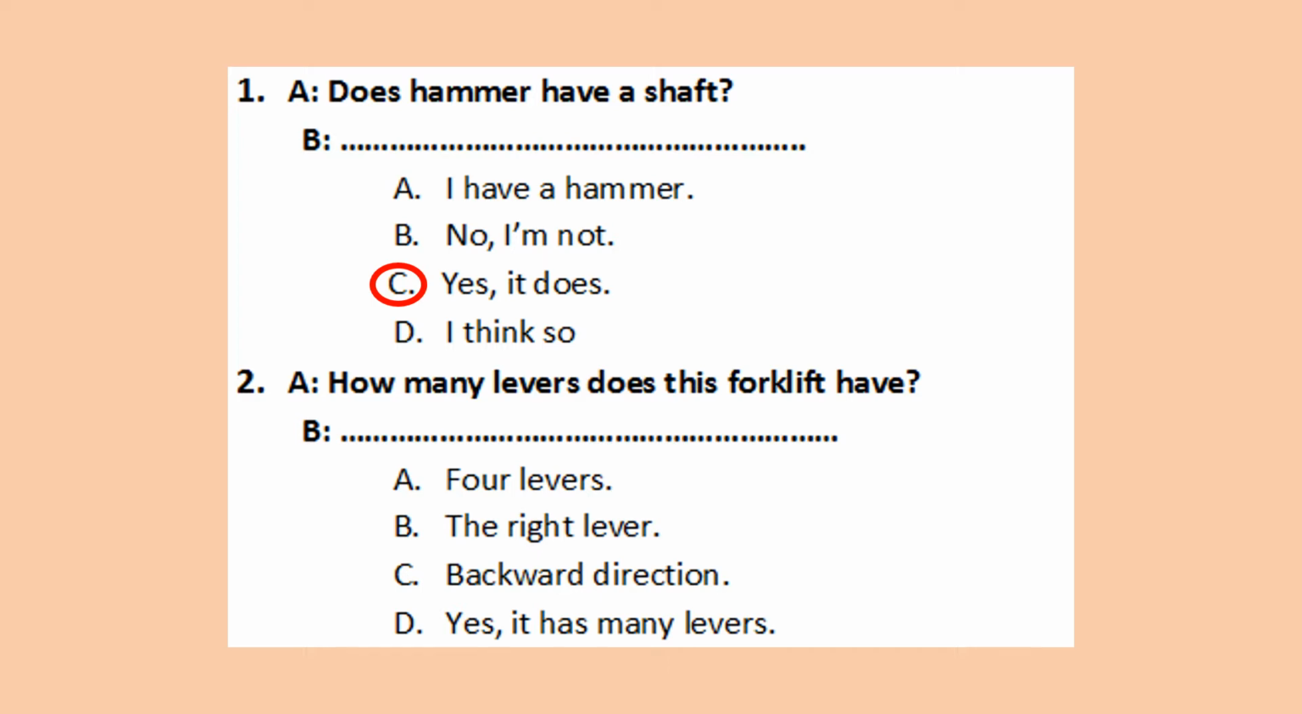Number 2. How many levers does this forklift have? Okay, now we have 4 options. A, 4 levers. B, the right lever. C, backward direction. D, yes, it has many levers. When we ask with how many, we need a number. So the correct answer is A, 4 levers.